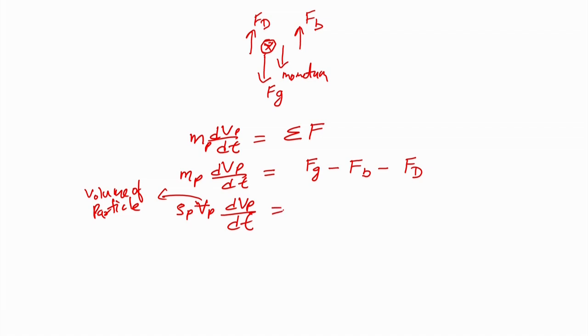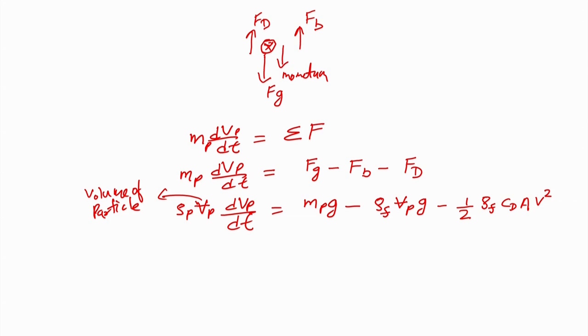Now, what is Fg? Fg is the gravitational force. So, this will again be the mass of the particle times g. What will be the buoyancy force? The buoyancy force will be rho of fluid times the volume of the particle times g. And the drag force is nothing but, as we have already discussed, half rho of fluid times CD times area times V squared. That is the drag force. Okay? So, now if we want to simplify this equation, what can we do?